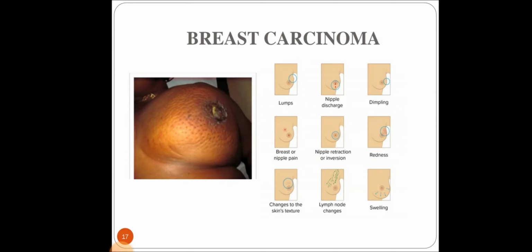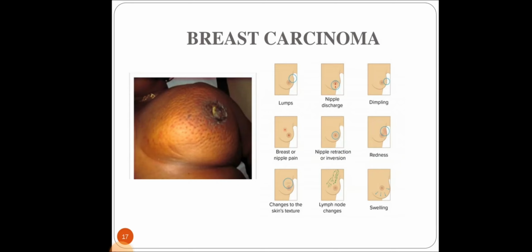Third classification is unilateral, multifocal, and multicentric. Multifocal means the tumor tissues are within the same quadrant at multiple foci. So multiple points will be there, but the tumor tissues will be in the same quadrant. Multicentric means tumor tissues within the same breast at multiple foci. It is not the same quadrant, it is the same breast.